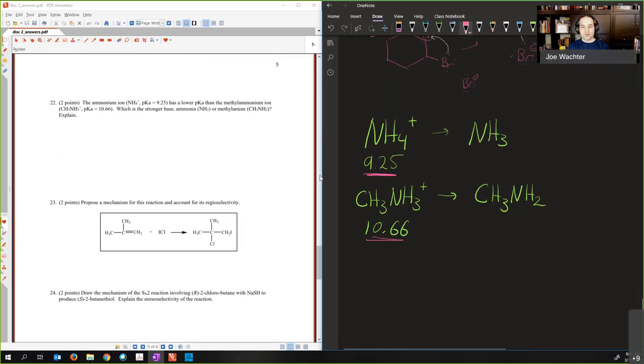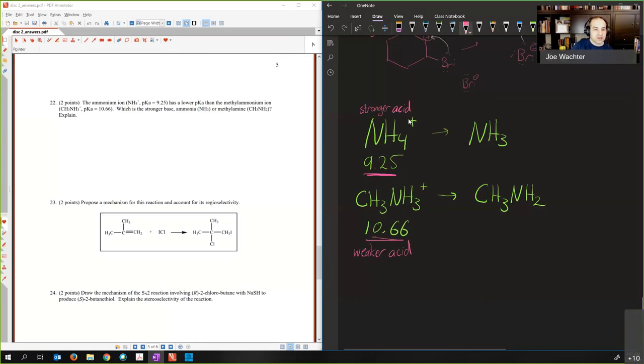Yeah, NH4, because it's got the lower pKa, right? So we might just write that here to remind ourselves that we know that, just to keep everything organized. So this is going to be the stronger acid. And here's the weaker acid. All right. Yes, so that's exactly right.